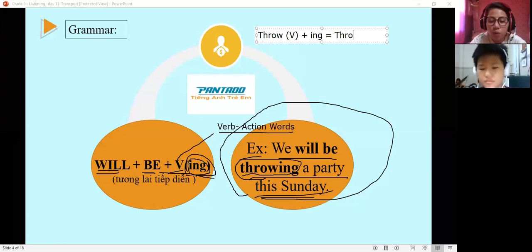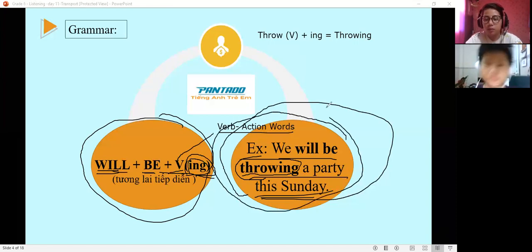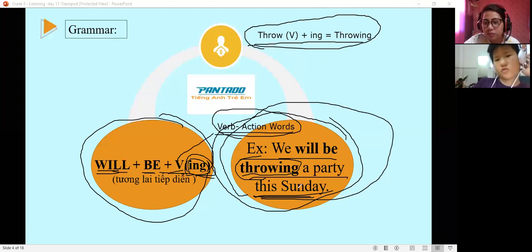Very good, becomes throwing. Okay, so can you read the formula down this one? Will plus be plus verb ing. Okay. How about the example? We will be throwing a party this Sunday. Okay, very good. So again, what is a verb? Verb is an action word. Very good, Dan. How about this? Throw plus ing equals? Throw verb plus ing is throwing. Very good, Dan.